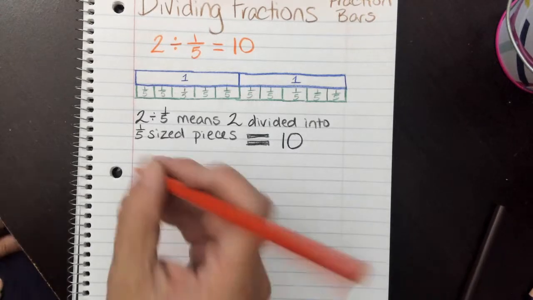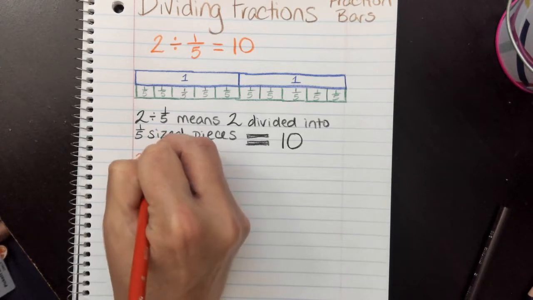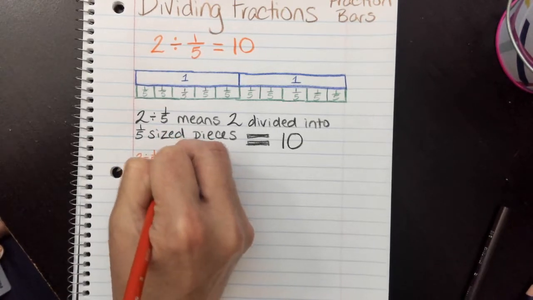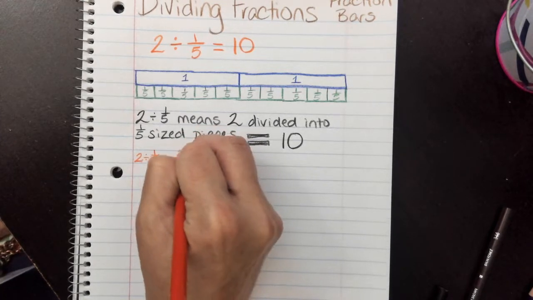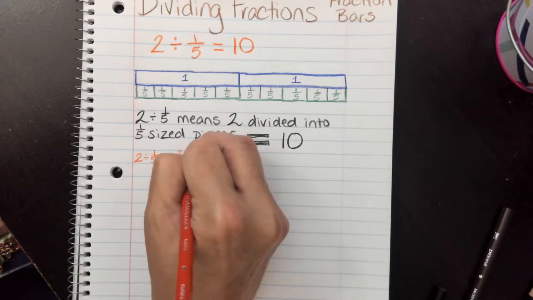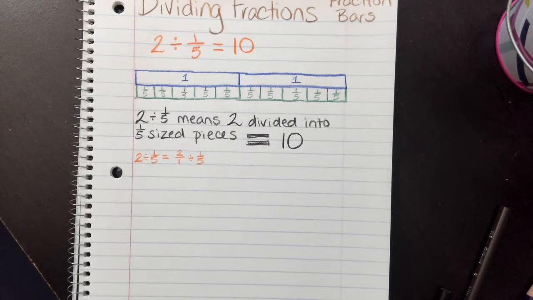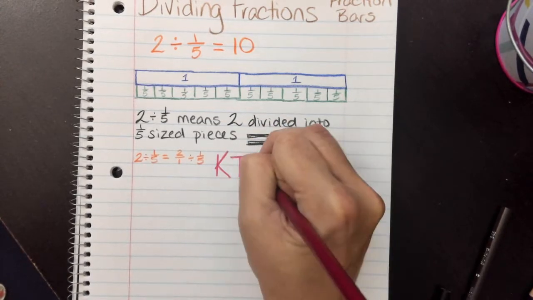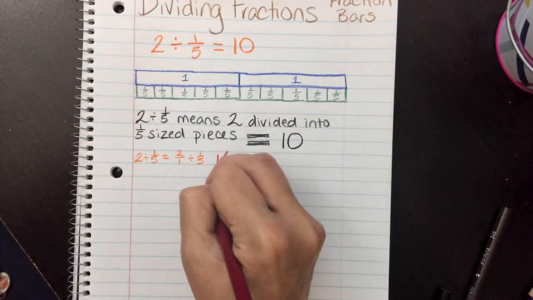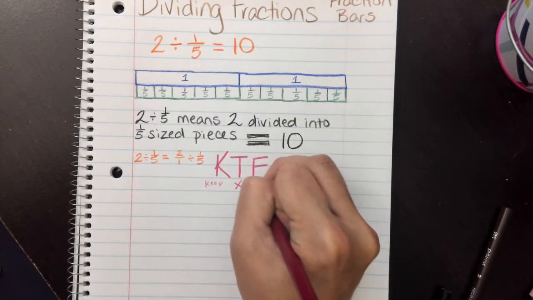And now I'm going to do the same problem, and I'm going to write pretty small because I'm going to write how I did it just with the numbers. So 2 divided by 1/5 is the same as 2 over 1 divided by 1/5. So now that these both look like fractions, I'm ready to do my keep times flip. And I'm going to go ahead and write keep. I'll just do a times sign and then flip.